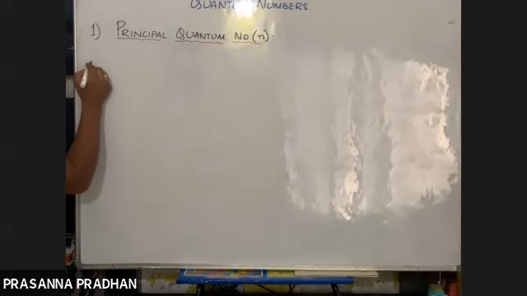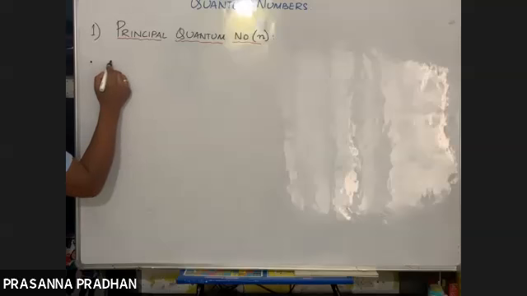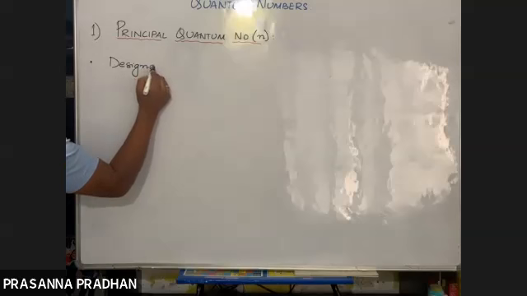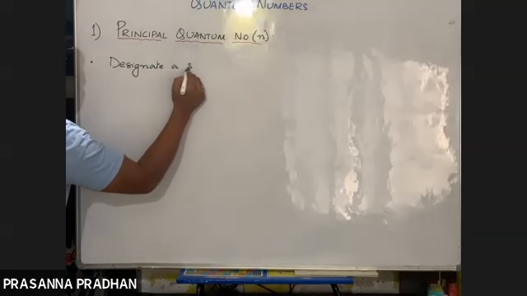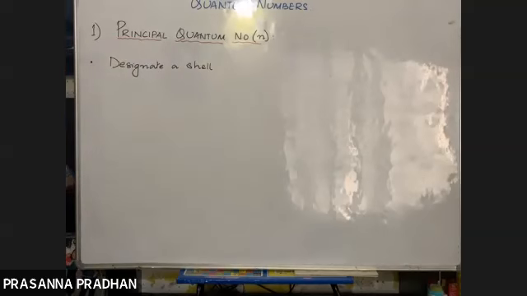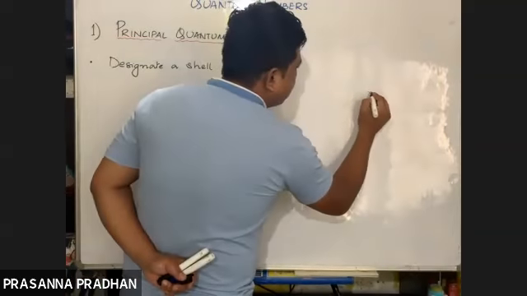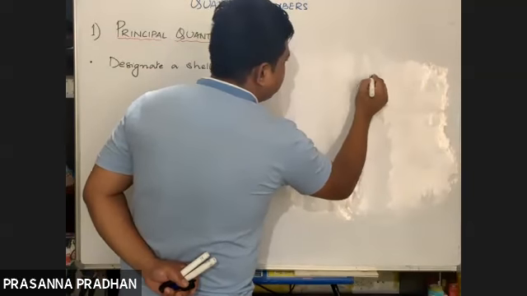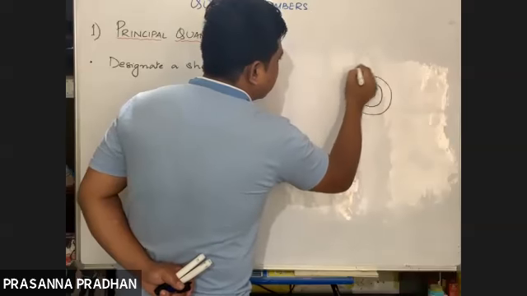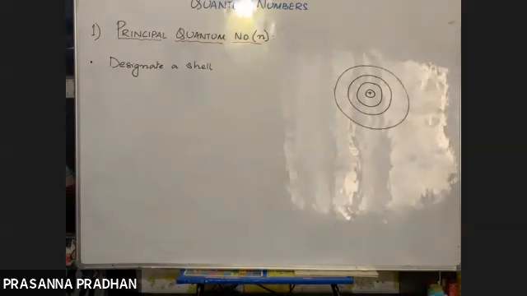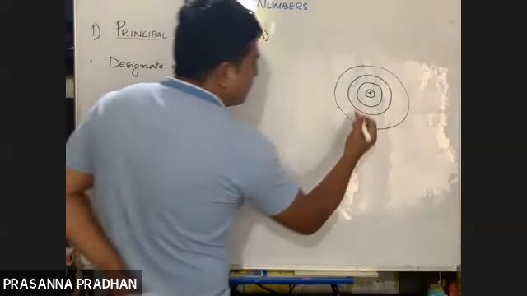First, this principal quantum number helps us to designate a shell. What does this mean? In the basic model of an atom, we have a nucleus, and around the nucleus we have circular orbits, which are also known as shells. And these circular orbits or shells are denoted by a small n.